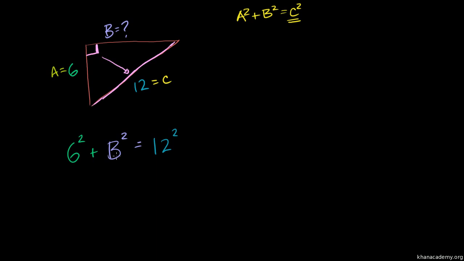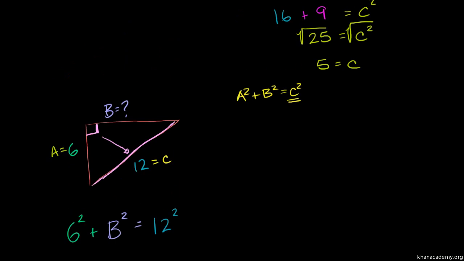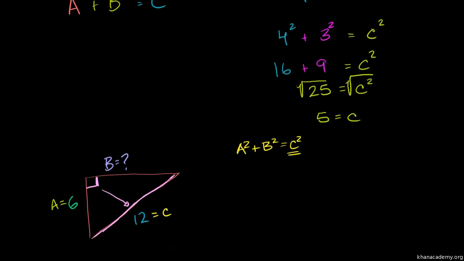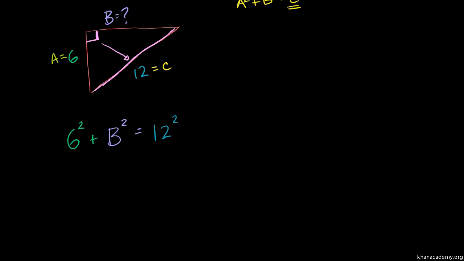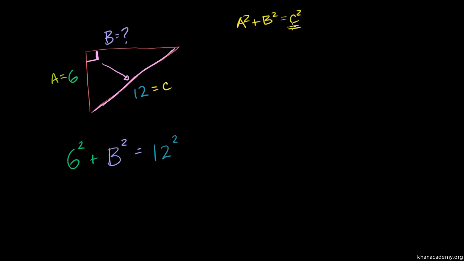And now we can solve for b. And notice the difference here. Now we're not solving for the hypotenuse. We're solving for one of the shorter sides. In the last example, we solved for the hypotenuse. We solved for c. So that's why it's always important to recognize that in a squared plus b squared equals c squared, c is the length of the hypotenuse. Let's just solve for b here. So we get 6 squared is 36 plus b squared is equal to 12 squared, that's 12 times 12, is 144.